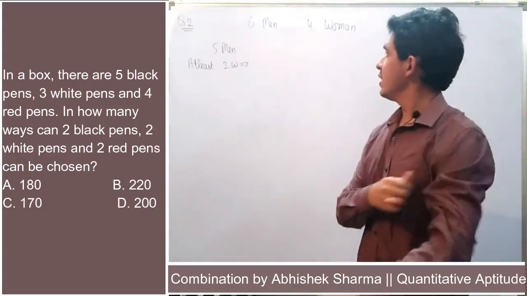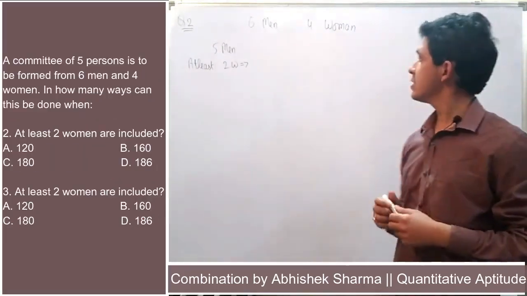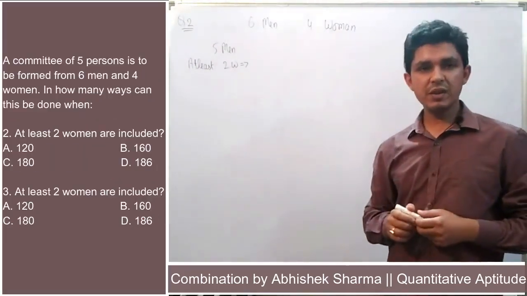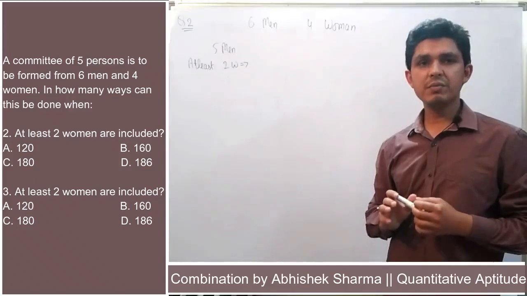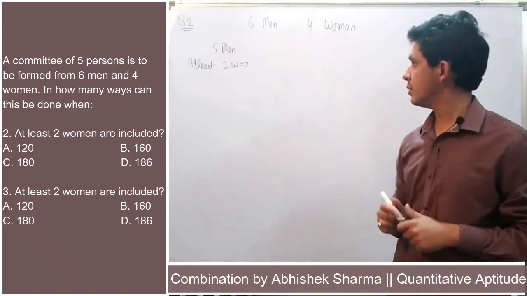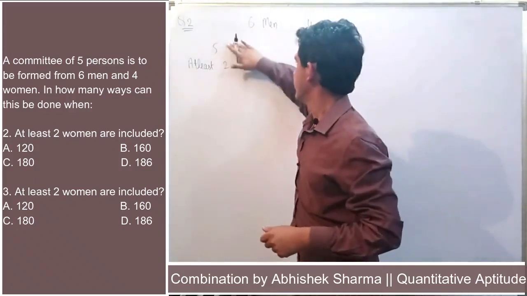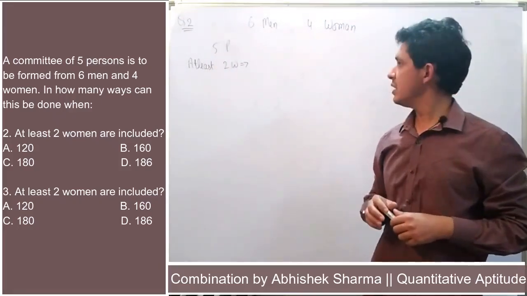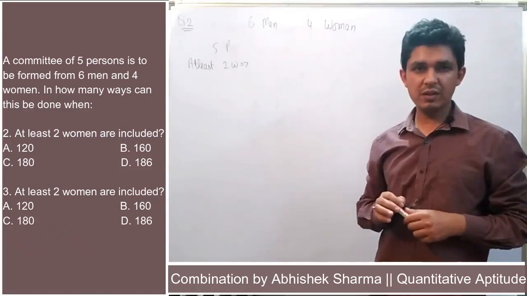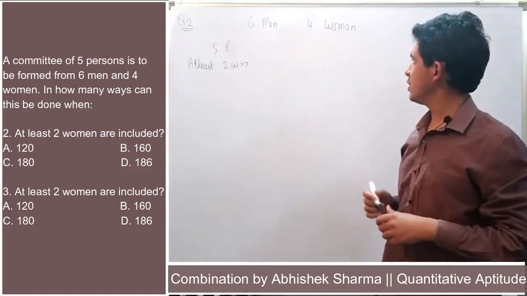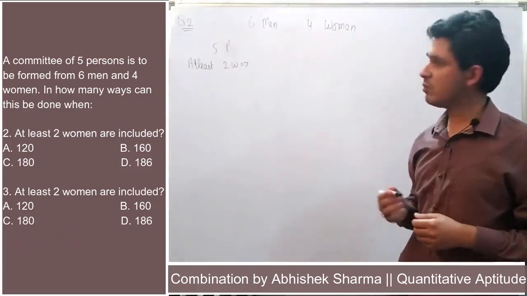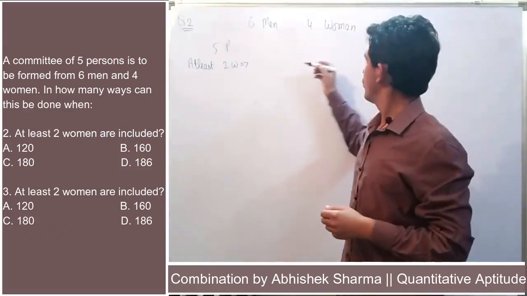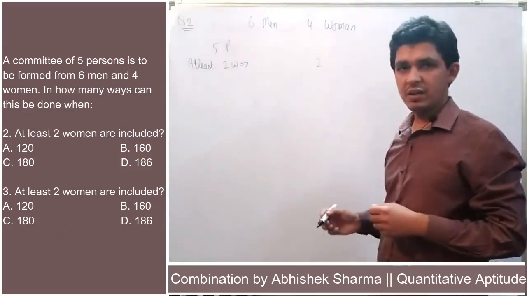Okay, so our second question is, we have 6 men and 4 women. A committee of 5 persons is to be built such that the committee should have at least 2 women, right? So how can the selection be made? At least 2 women. So we can select 2 women, right?